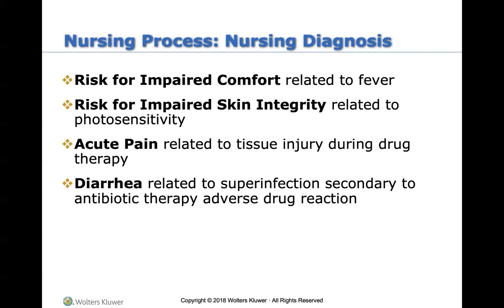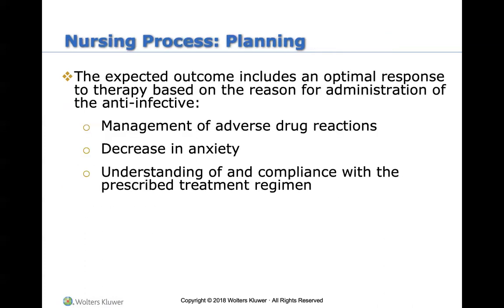Additionally, we know tendons can become affected. So we might develop a tendinitis or a rupture, which would be painful. And then diarrhea, super infection. So let's think C. diff, right? Pseudomembranous colitis, that's a super infection that's bacterial in nature. That might happen while we're on this antibiotic. It is one of those adverse reactions. We need to be looking for that.